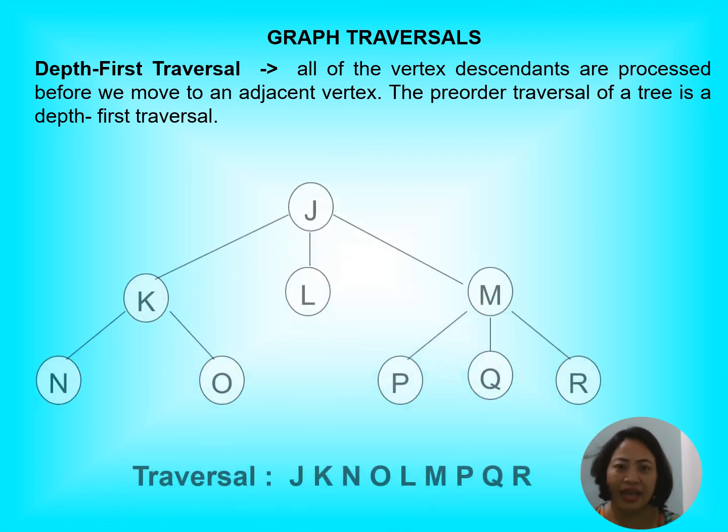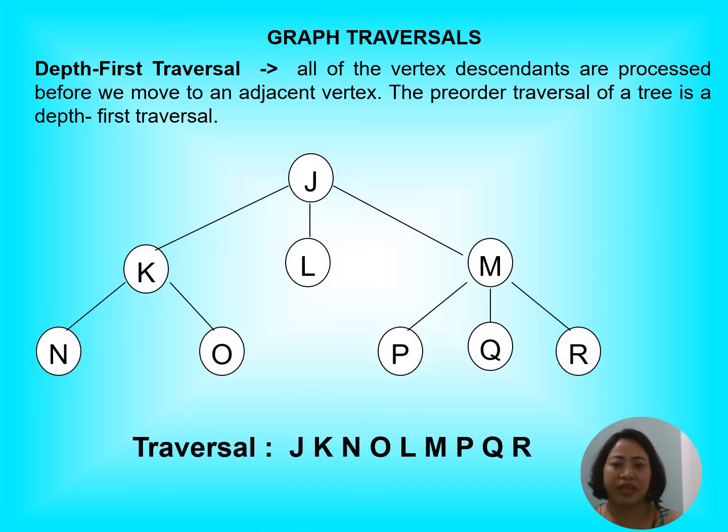It is just that in graphs, we could have more than two branches. As you have noticed here, from J it has three edges going towards K, L, and M. And then from K, it has edges going towards N and O, while M has edges going towards P, Q, and R.